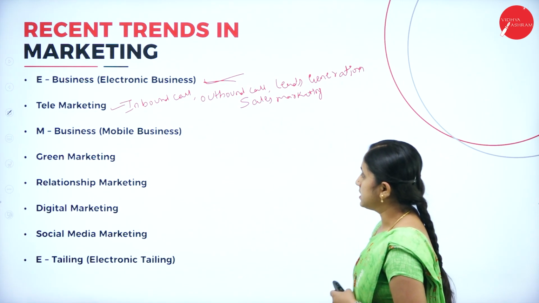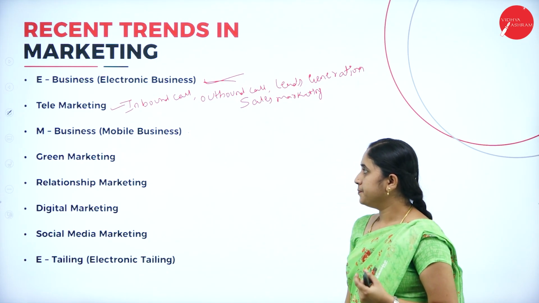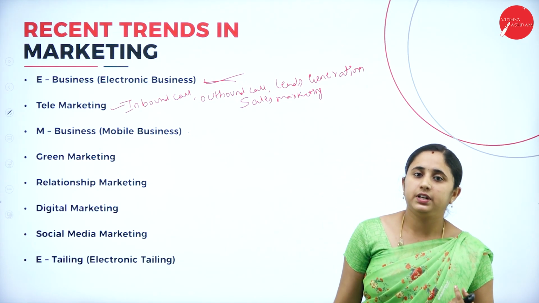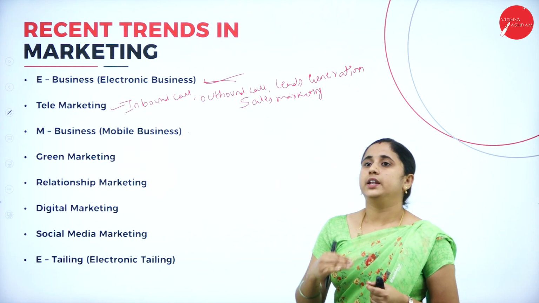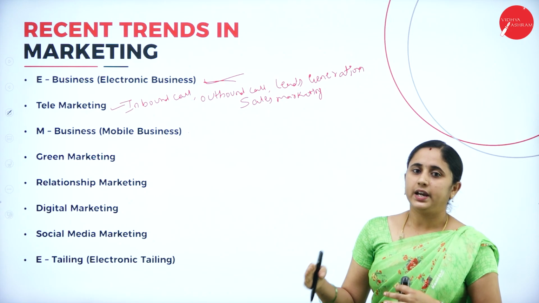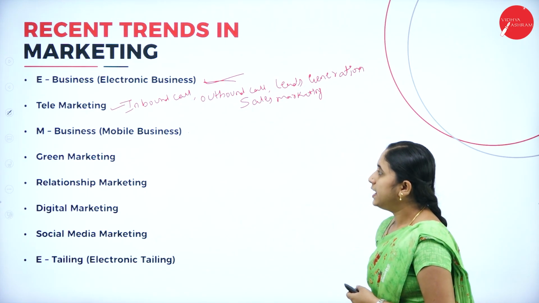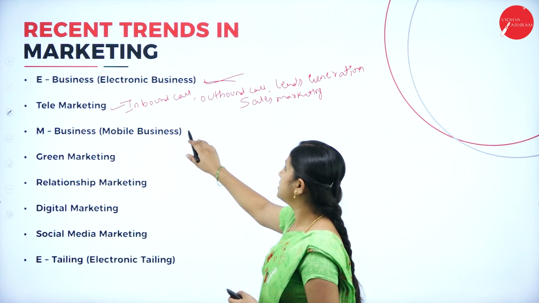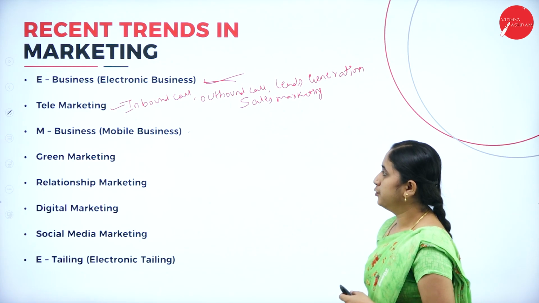Next, M business, mobile business. M business is mobile business, buying and selling activity done from the mobile phone or any other form of electronic devices like Bluetooth, mobile phone, laptop, any other form. So M business is a mobile business, buying and selling activity done through mobile phones.